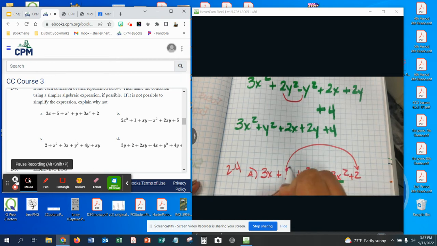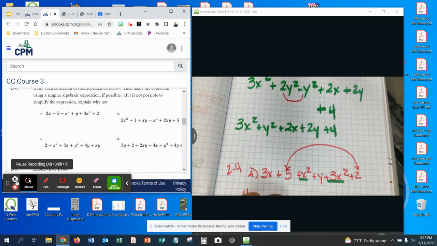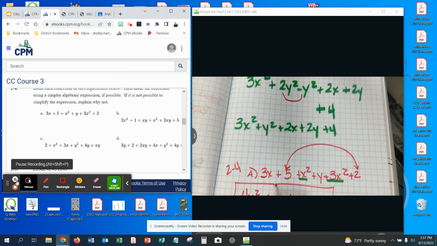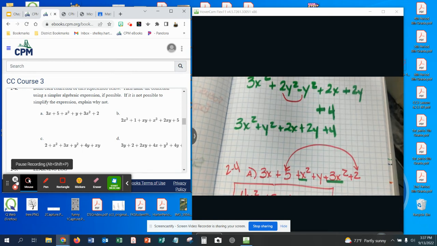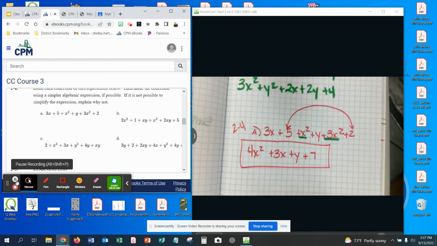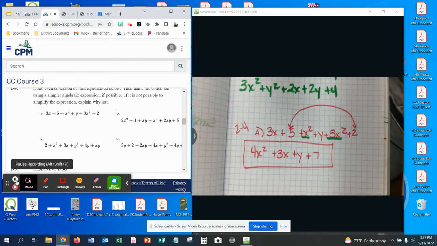They're like terms together. So now I'm going to rewrite. These two have to go in front anyway. So I've got x squared, which is a 1, and a 3x squared. So we've got 4x squared. Okay, and then we've got plus 3x plus y, and then plus 7. And that is our answer because we can't write anything else. We can't make it any smaller. All right, let's do one more.